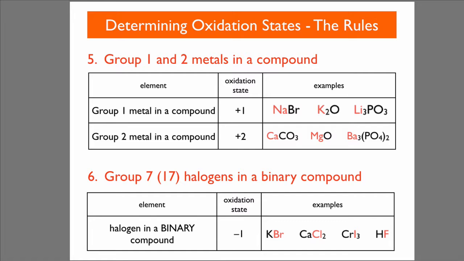Rule 6: Group 7, or 17 to be more precise, halogens in a binary compound. Any halogen in a binary compound has an oxidation state of -1. So bromine, chlorine, iodine, fluorine, etc. all have an oxidation state of -1.